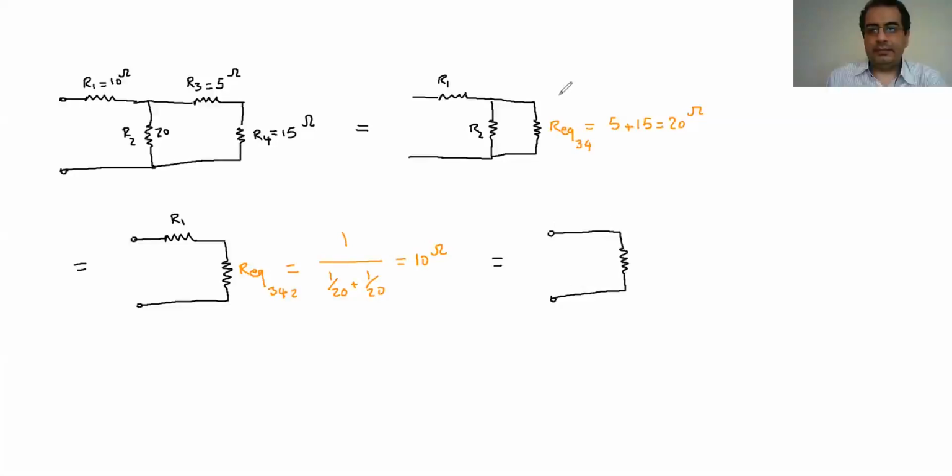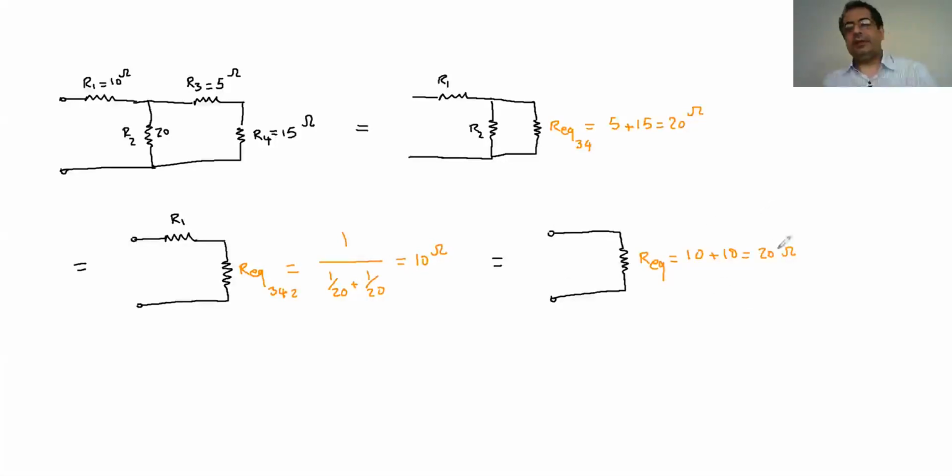You can write it as 3, 4, 2, and 1, or just like that. Then you add these two together, because in series we just add them together. The R1 is 10, and this one is also 10. So it's going to be 20 ohms.